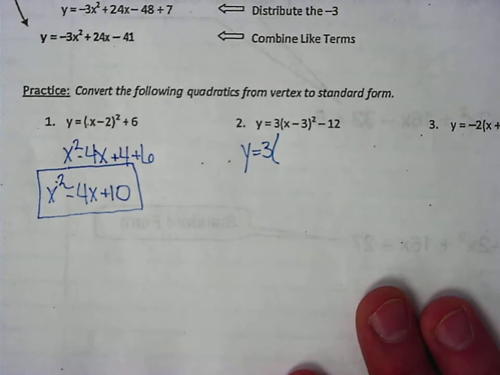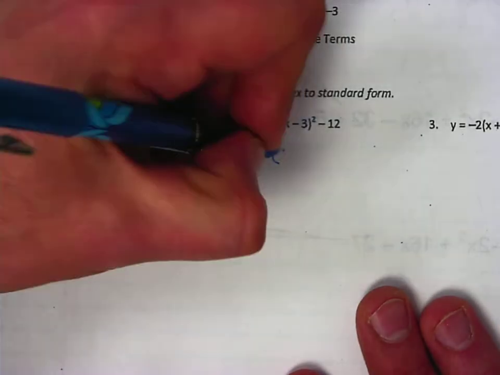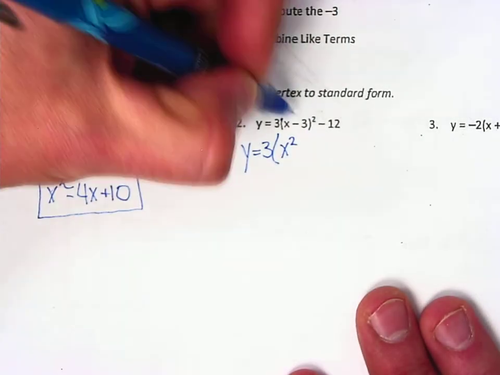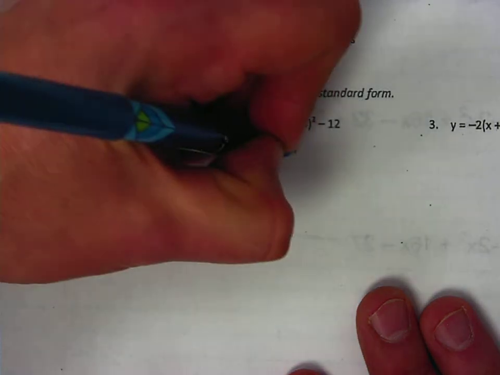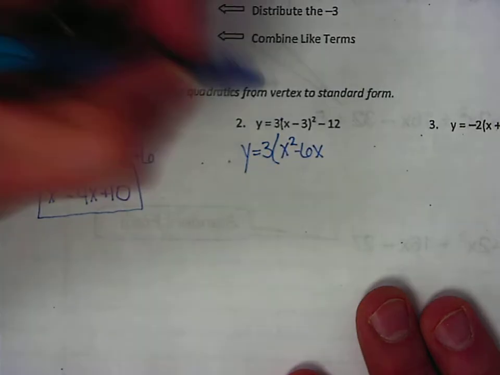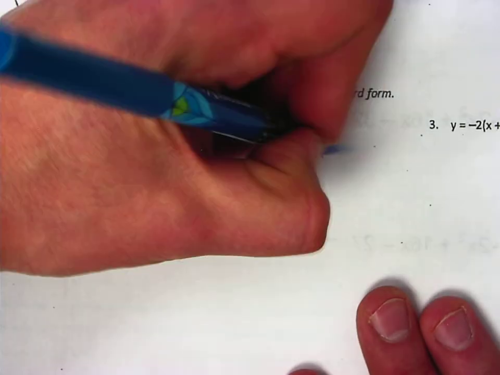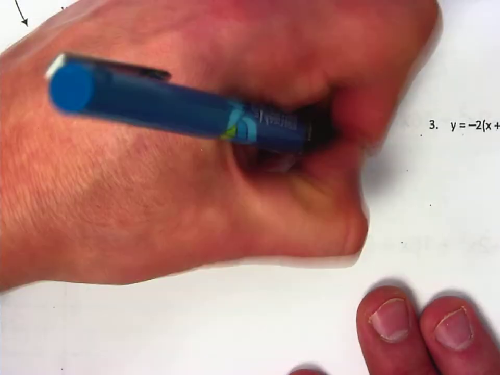I'm going to square this x minus 3. x times itself is x squared. Negative 3 times 2, that's the trick here, the shortcut, is negative 6, and then we throw our variable with it, x. Negative 3 squared is a positive 9. And then we have that minus 12 at the very end.